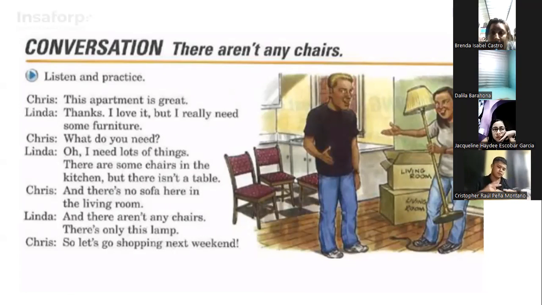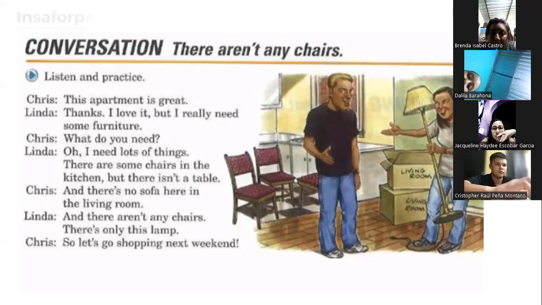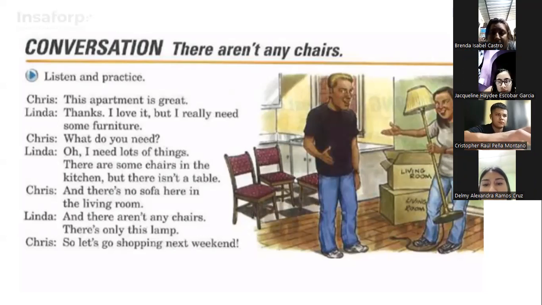This apartment is great. Thanks. I love it, but I really need some things. What do you need? Oh, I need loads of things. There are some chairs in the kitchen, but there is not a table. And there is no sofa here in the living room. And there aren't any chairs, there's only this lamp. So let's go shopping next weekend.